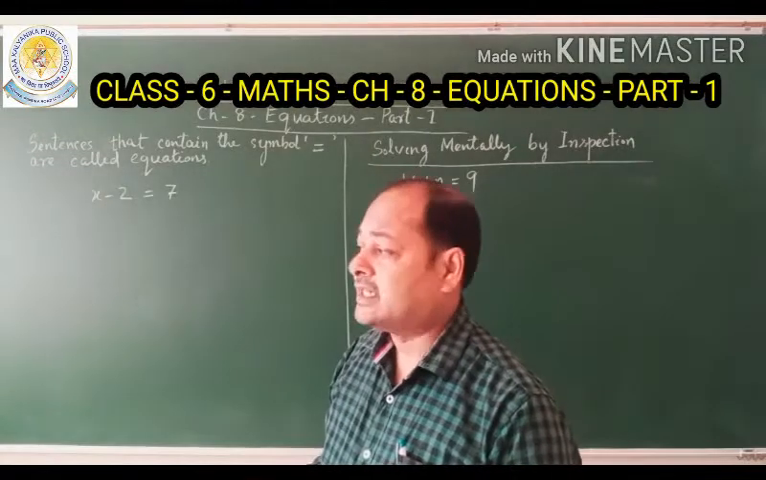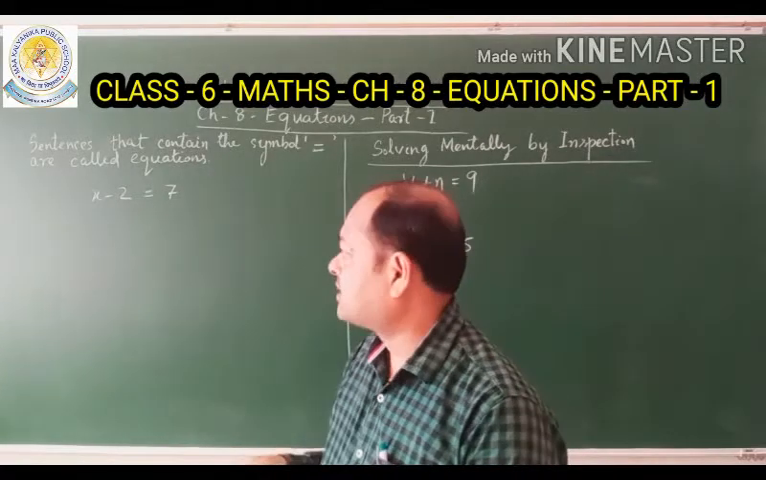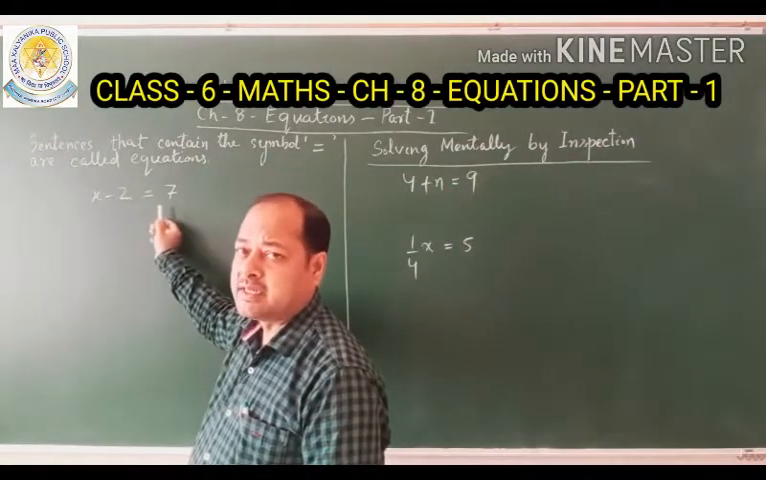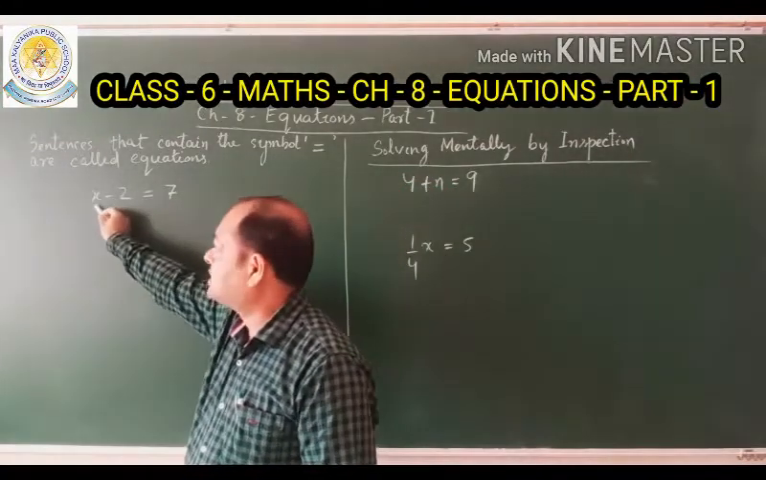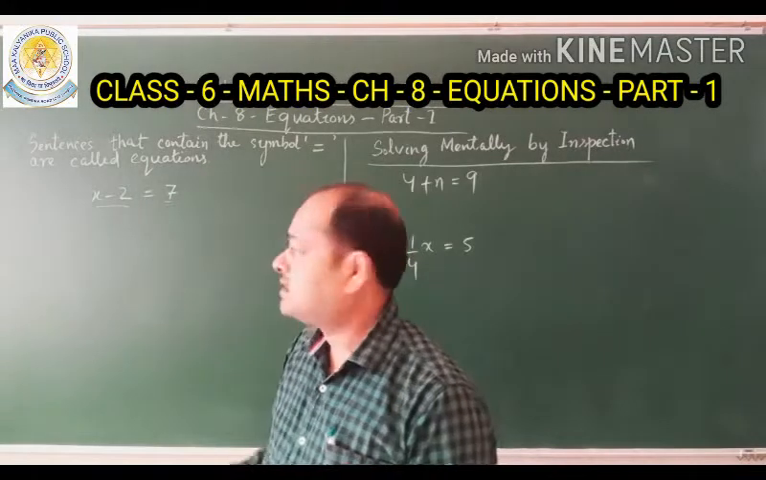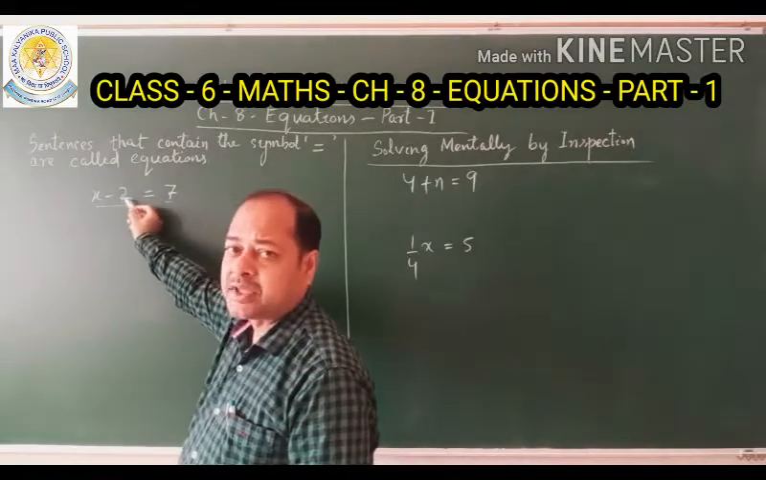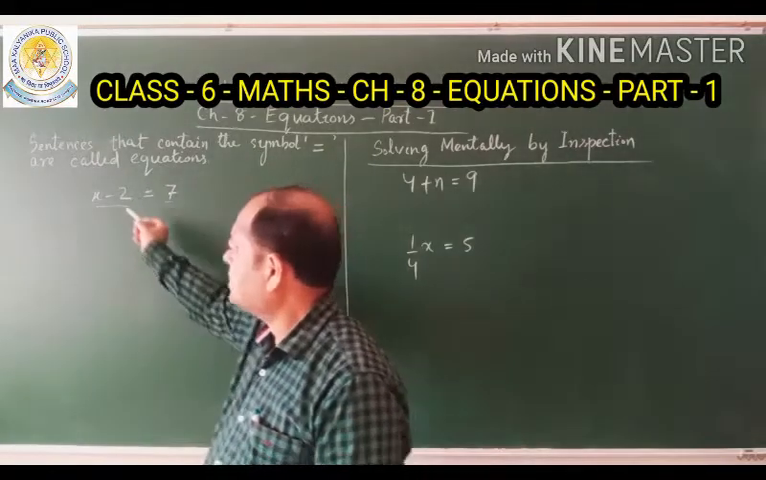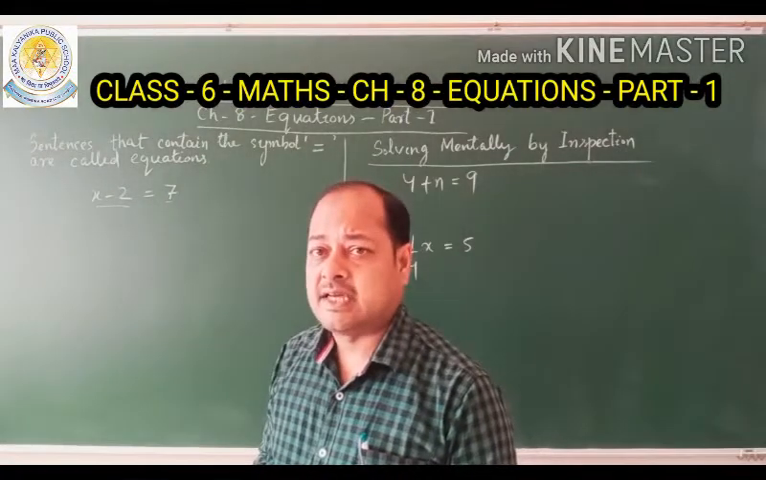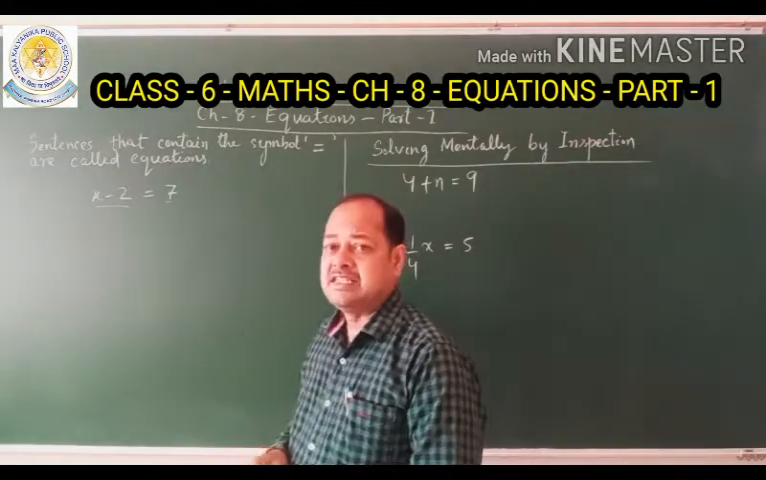In an algebraic equation, an unknown quantity is there, constants are there, an equal sign is there, and some operators are there. Look at this example, x minus 2 equal to 7. Here the equal sign is present, x minus 2 is the left hand side and 7 is the right hand side. The unknown quantity or variable is x, 2 and 7 are constants, and minus is the operator. So operator, equal sign, variable and constant are there. So this is called an equation or algebraic equation.